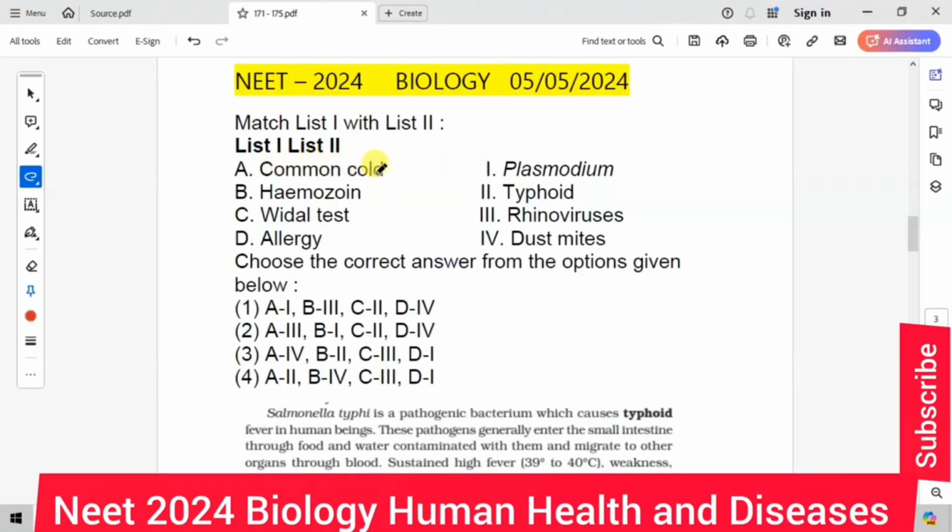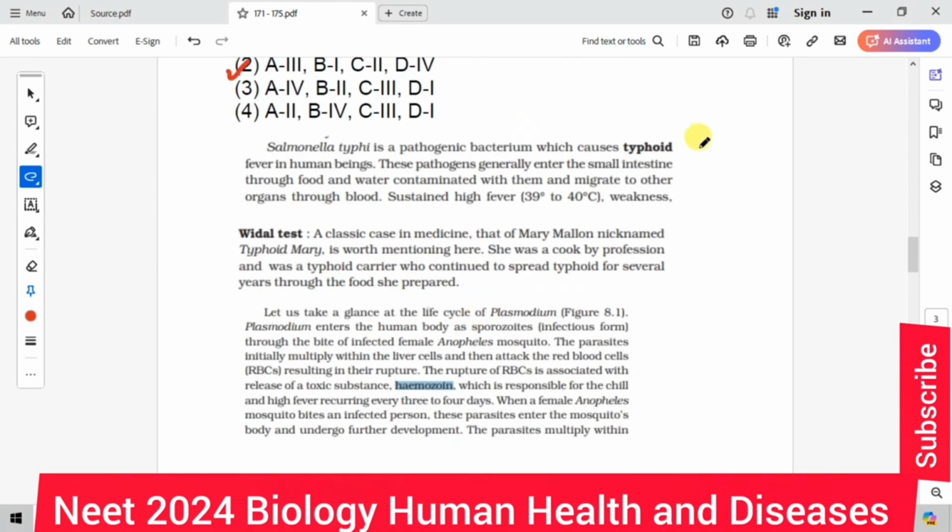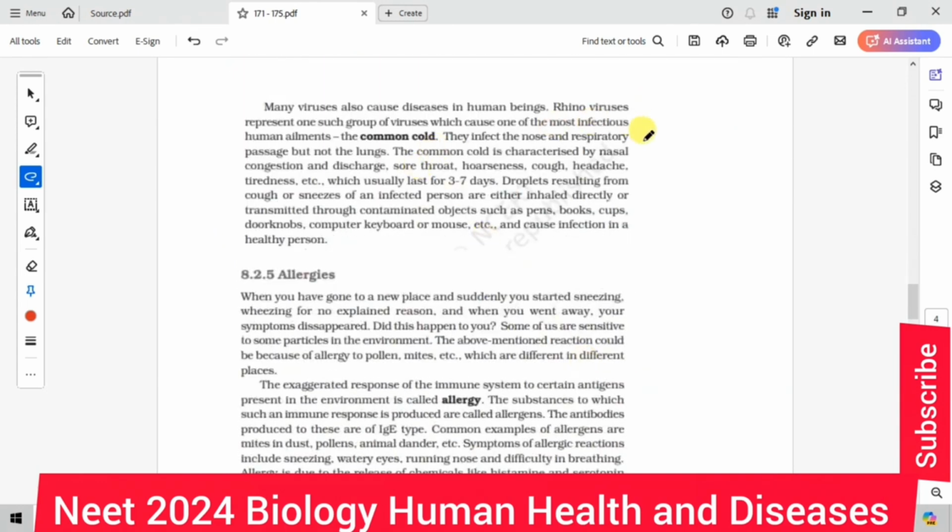Match the following. Common cold, and it is 3. Rhinovirus causes common cold. Next, hemozoin. It is related to Plasmodium malaria. 1. Next, Widal test is a test for typhoid. So it is 2. Next, allergy. Allergy is about dust mites, and it is 4. So the option is 3, 1, 2, 4. Okay, you can see the NCERT lines here about the question, and it's from the chapter known as human health and diseases.